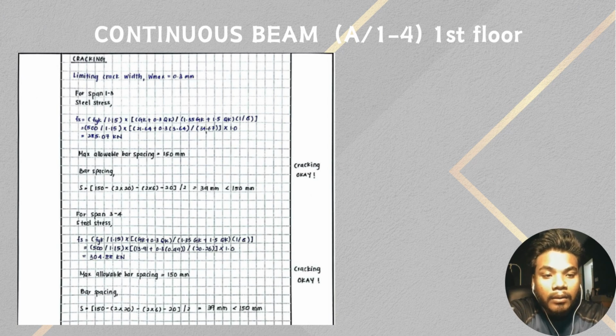Okay, next is the calculation about cracking. So basically, we must check all the spans for cracking. In the cracking, the allowable crack width is 150 mm. So we must calculate and design our beam below that. So that's all from me.